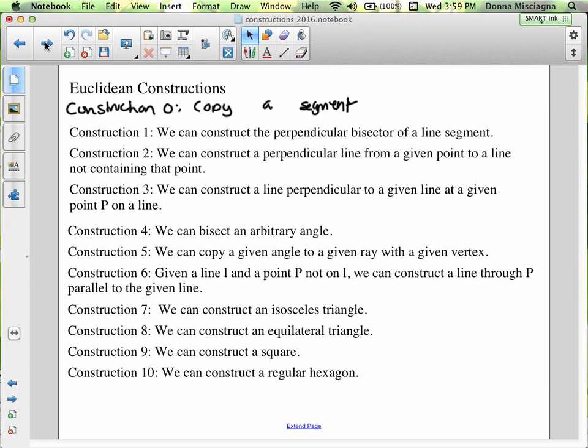We can bisect an arbitrary angle, and as a reminder from our introductory activity, bisect means to divide in half. We can copy a given angle to a given ray with a given vertex. Given a line and a point not on a line, we can construct a line parallel to the given line. We can construct isosceles triangles, equilateral triangles, squares, and regular hexagons. So we'll be constructing all of those.